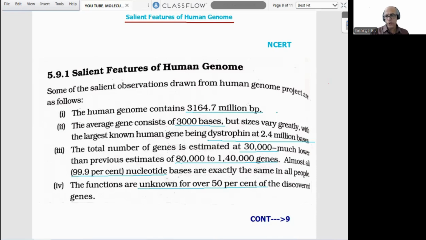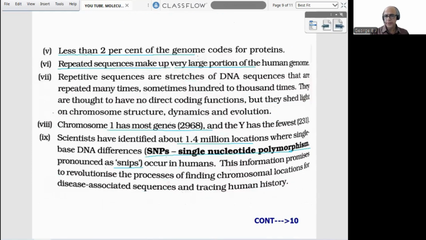Functions are unknown for over 50%. So our database question, very common important question. Functions are unknown for over 50% of the discovered genes. We don't know what the function is. Now next, again data continuing, less than 2%, repeated question. Less than 2% of the genome codes for proteins, because NCERT, we cannot avoid it.